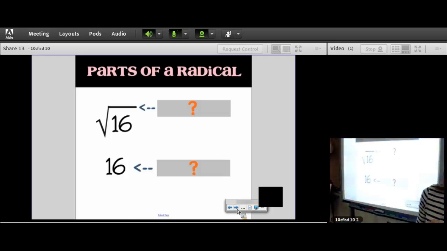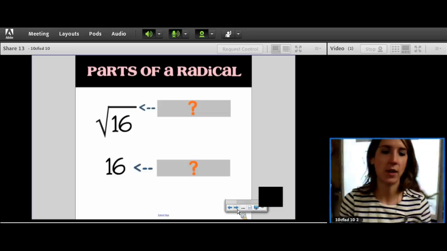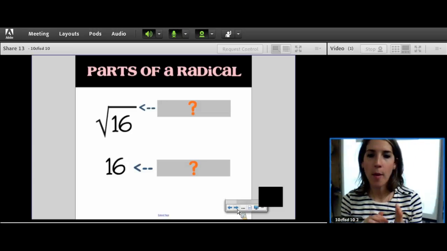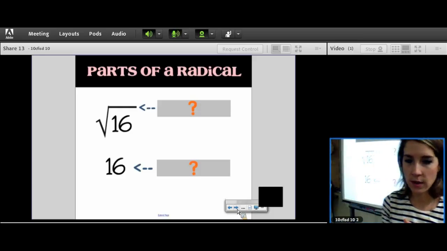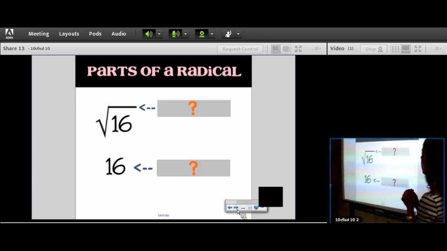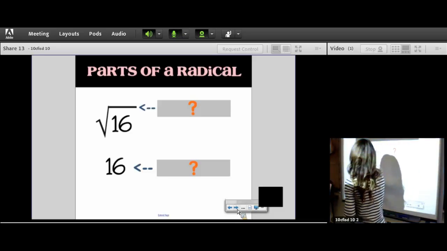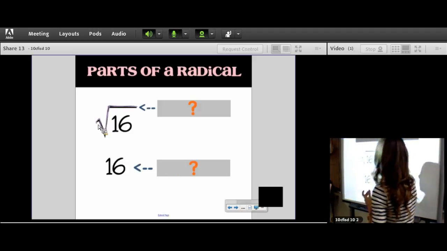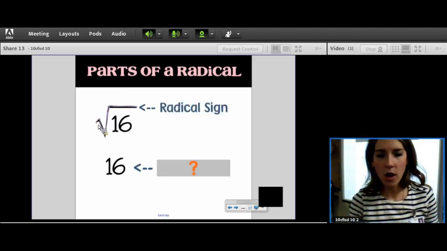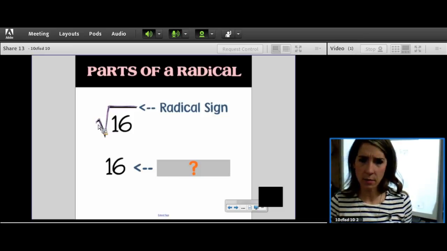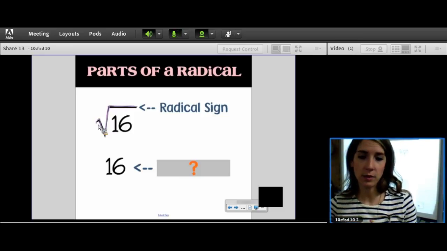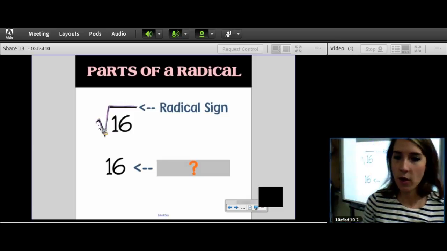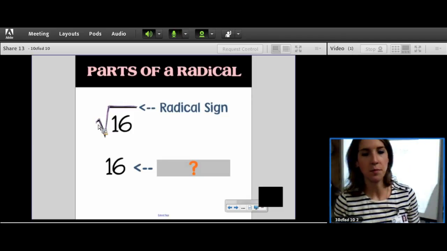All right, write down these two things right here. We're going to talk about the parts of a radical. What are they called? So that first one is called, so what it's pointing to, we all know and are familiar with this symbol. It is called a radical sign. I'm not calling it a square root sign on this one because it actually could be a cube root. You can take square roots, cube roots, you can go up to 4, 5. So I'm calling it a radical sign instead of a square root.